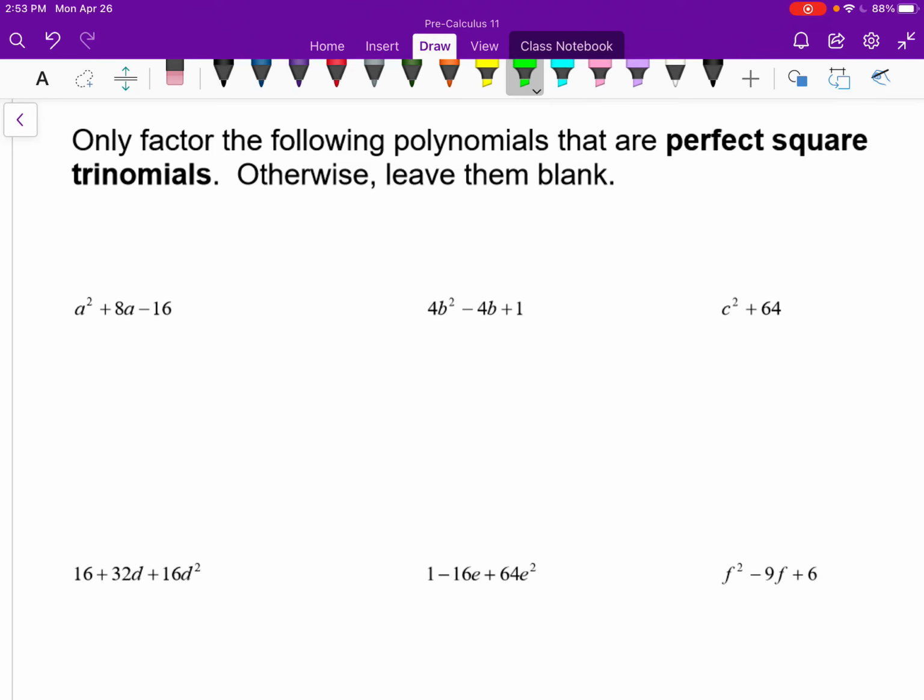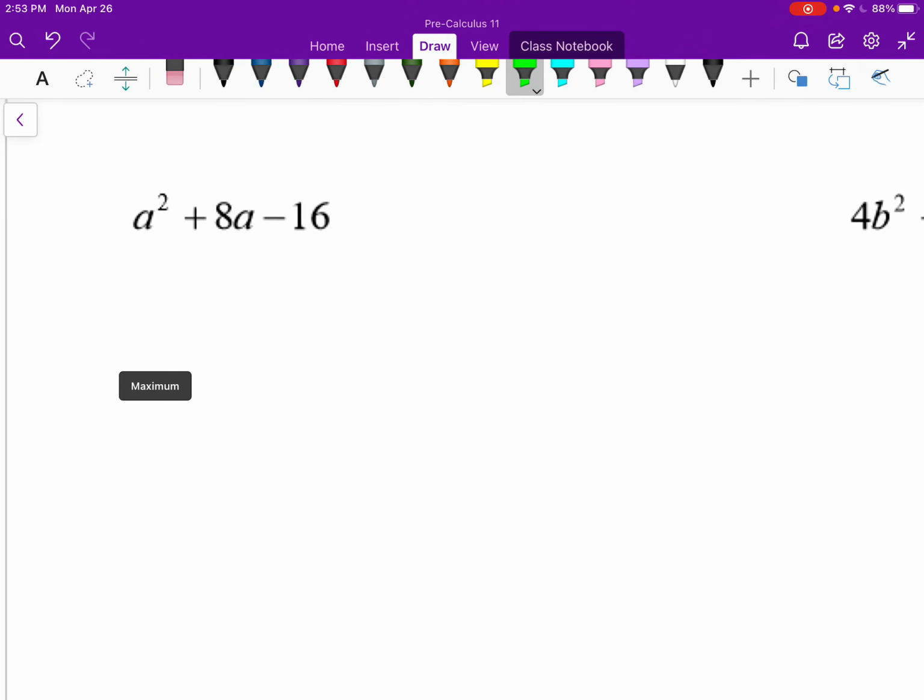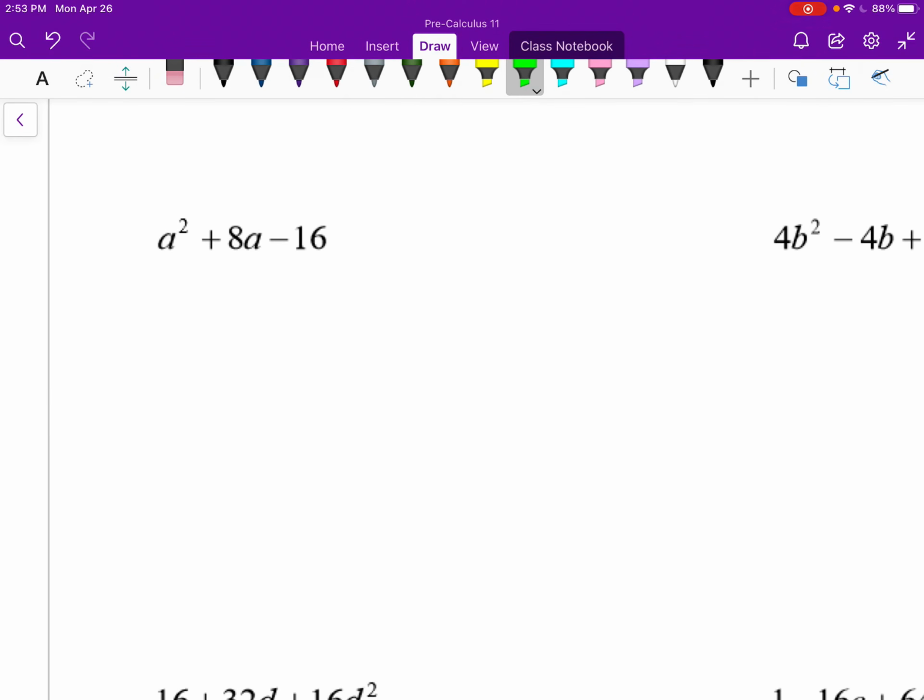All right, so for example, I'll just do the first one. If this is a perfect square, I want to factor it. If it's not, I'm not going to do anything more. So how can I tell? Well, it looks promising at first. A squared is a perfect square. That's the same as a times a. 16 is a perfect square. That's promising. Same as 4 times 4.